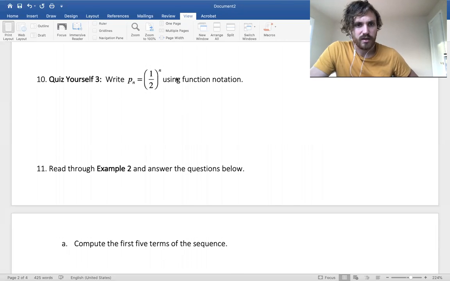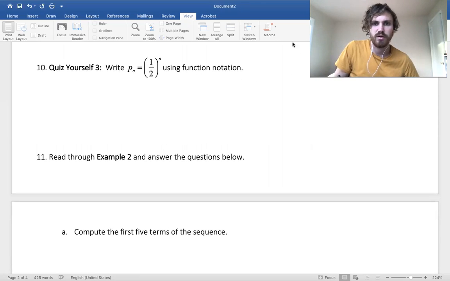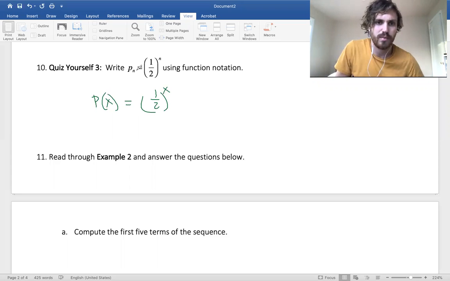Write P sub n equals 1/2 to the n using function notation. So this would simply be P of x is equal to 1/2 to the x. So you can see the difference there between sequence notation, which says P sub n. You should say that out loud. Maybe yell it and see if your cat freaks out. P sub n equals 1/2 to the nth power versus P of x equals 1/2 to the x.